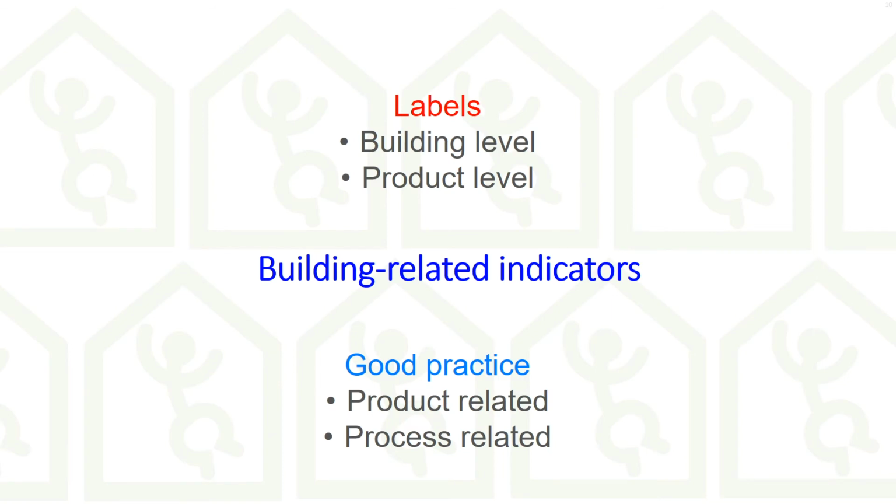Then let's look at the group of building-related indicators. Also with respect to building-related indicators, we haven't sat still. Two types of building-related indicators can be distinguished. Labels of some kind to compare buildings or components, and examples of good practice.